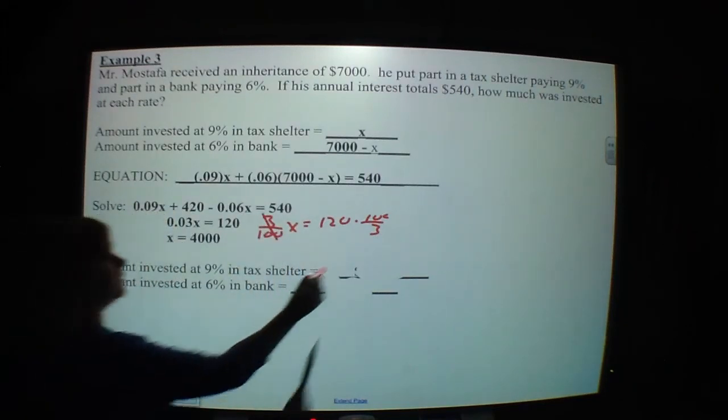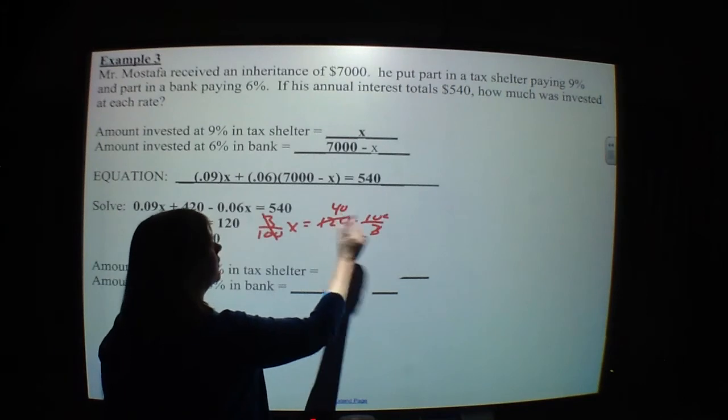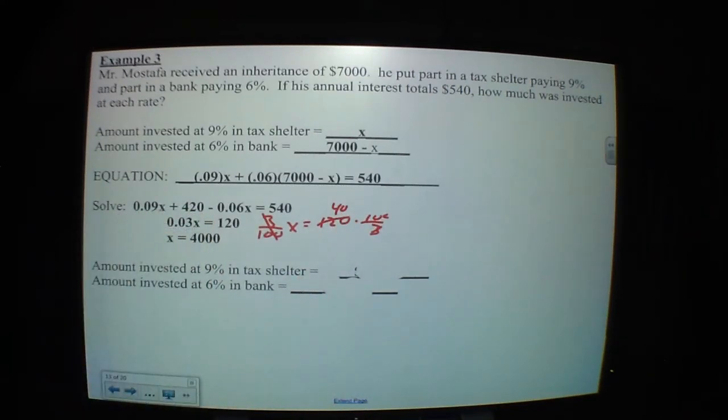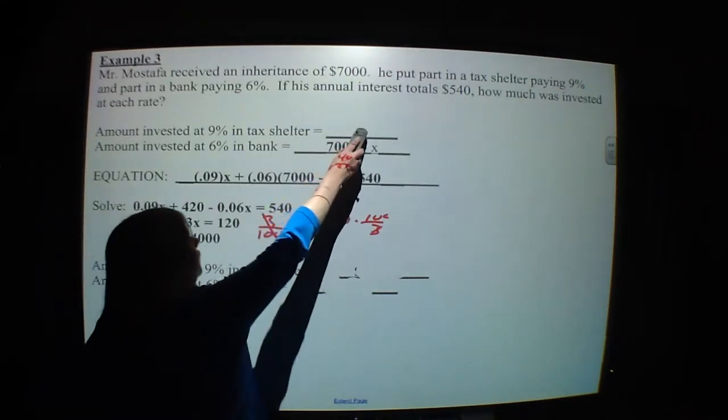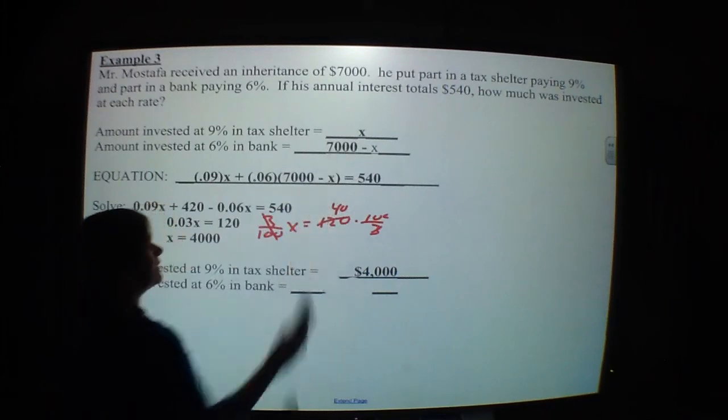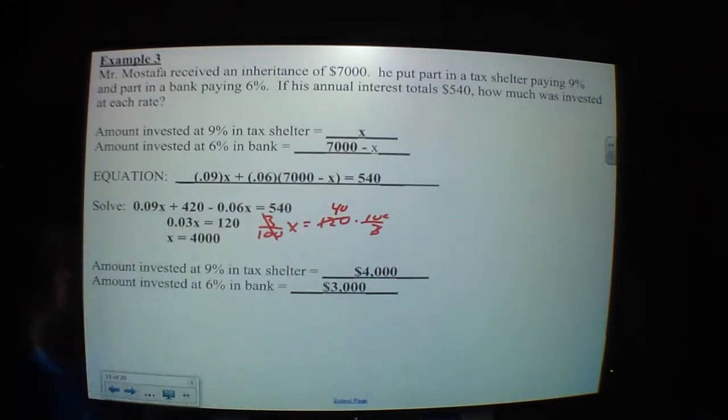Divide by 3 is 40. 40 times 100 is 4,000. So X is 4,000. So 4,000 went into the tax shelter. 7,000 minus 4,000, which is 3,000, went into the bank. And you're done.